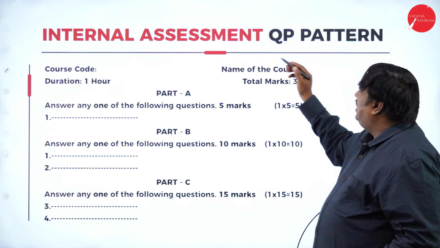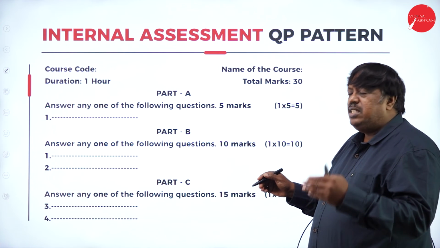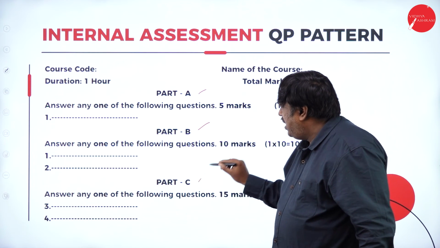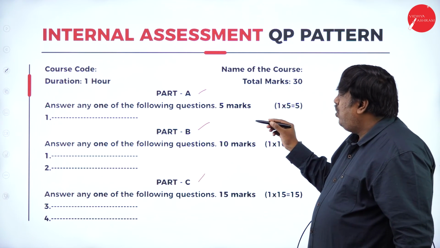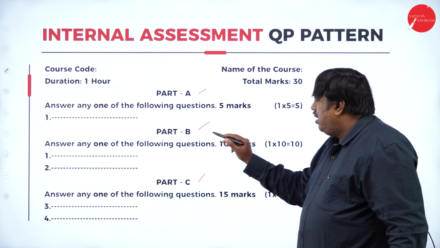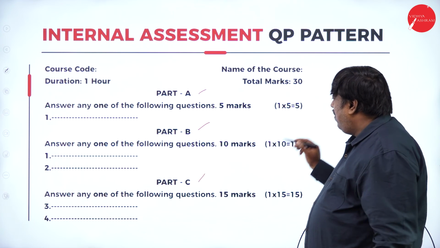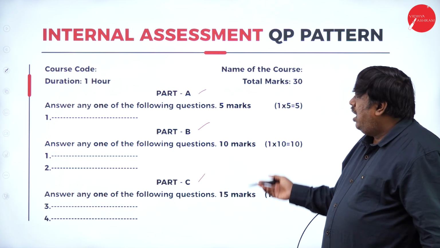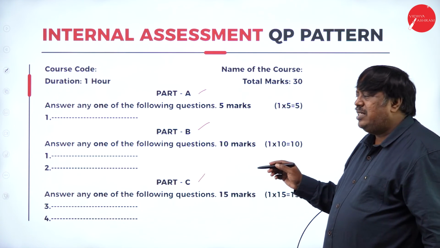Now, the internal assessment question paper pattern, what we are going to have in the internal test. For you people, we are going to have part A, part B and part C. Part A is for 5 marks. Here you have to write any 1 question, where we give 2 questions. In part B, again we give 2 questions, and you have to write any 1. And part C, again it will be 2, and you have to write any 1 here. It is compulsory for all the students to write the internal assessment test.